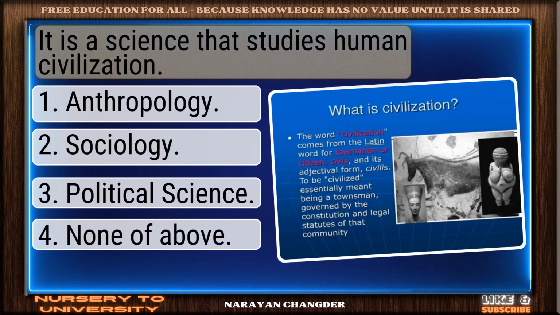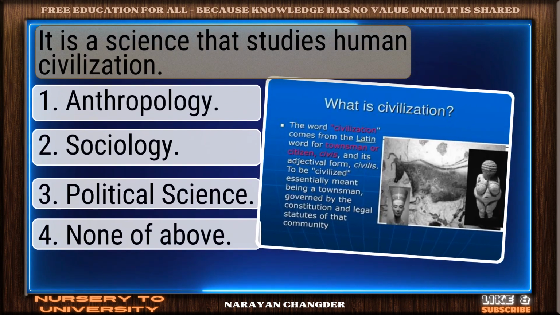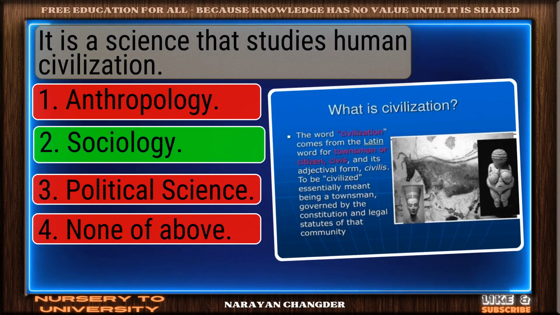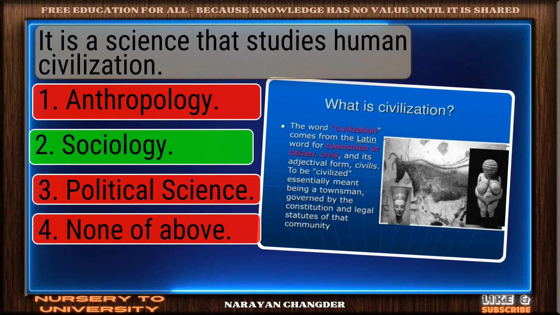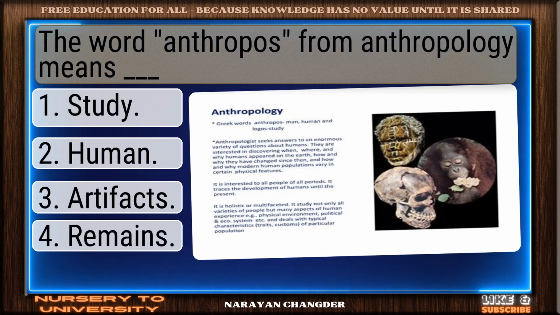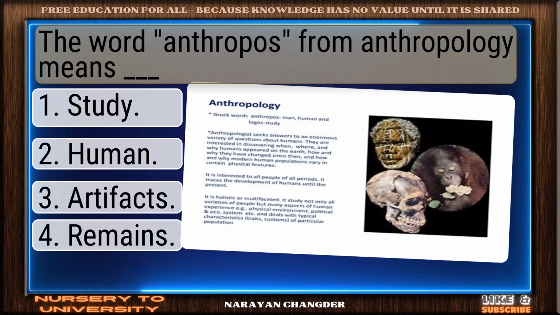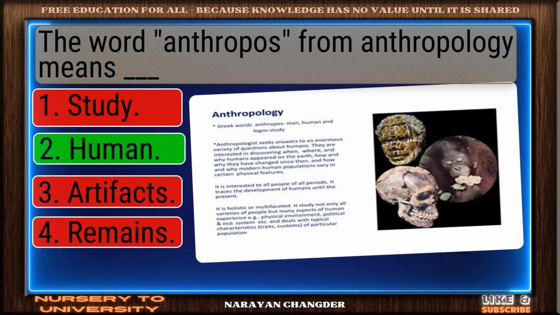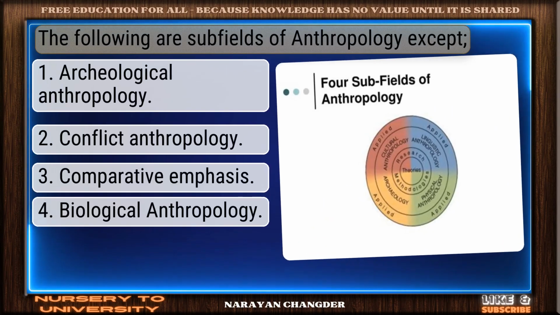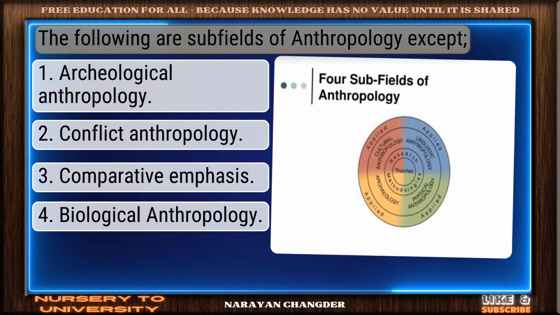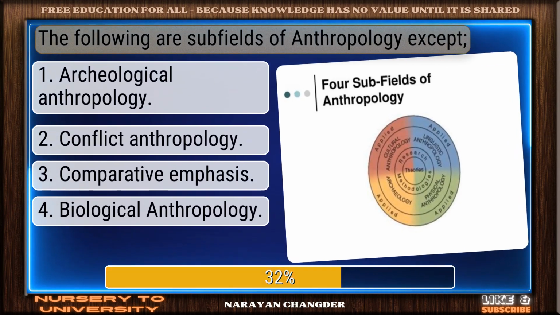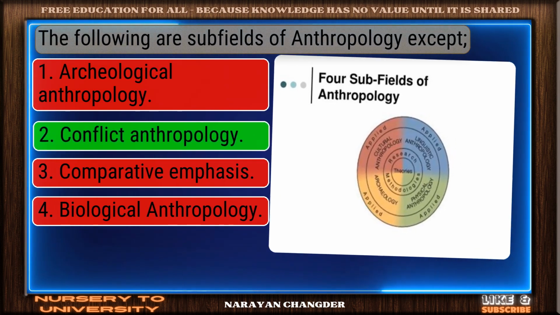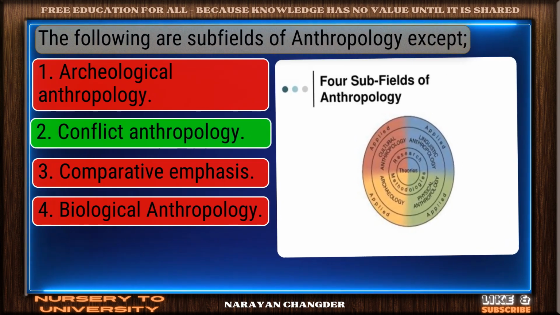It is a science that studies human civilization. You got it. Your choice, sociology, is right. The word anthropos from anthropology means dash. Perfect. Human is the correct choice. The following are subfields of anthropology except. Nice work. You chose conflict anthropology, and it is correct.